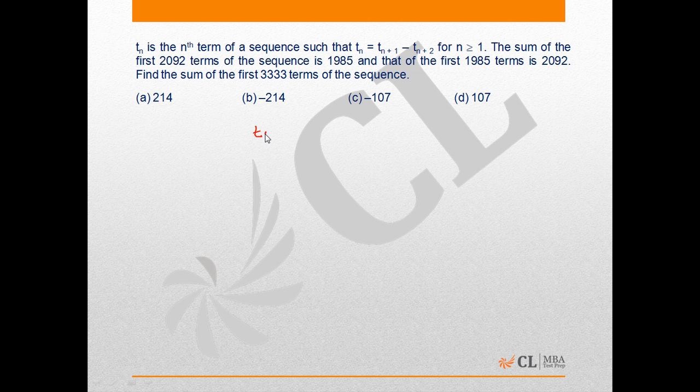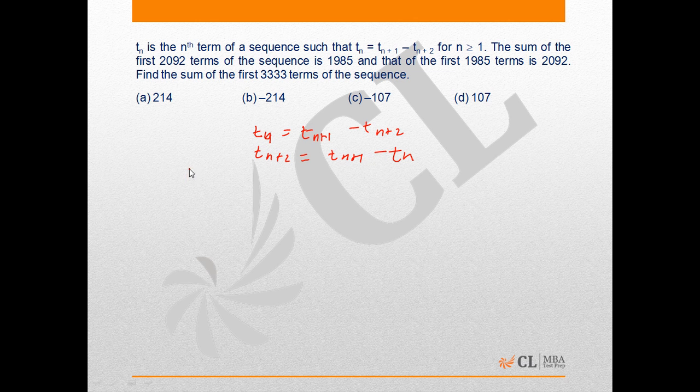Here we have Tn equals Tn plus 1 minus Tn plus 2. This can be written as Tn plus 2 equals Tn plus 1 minus Tn. So from here it can be noted that any term of the sequence starting from the third term is the difference of two preceding terms.